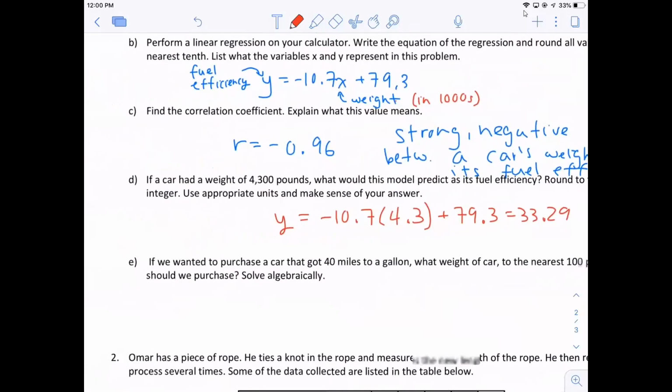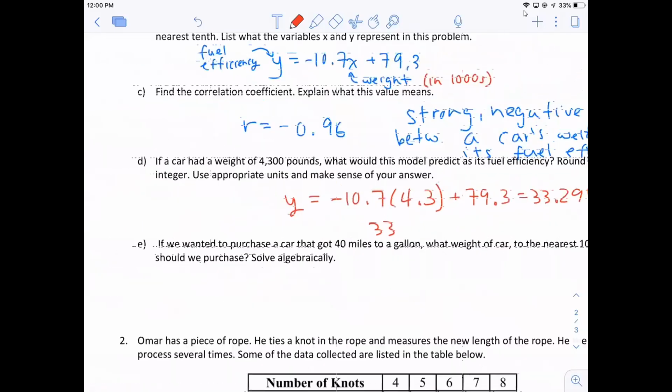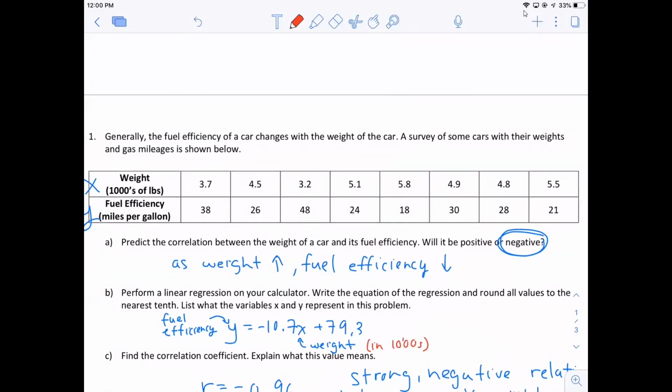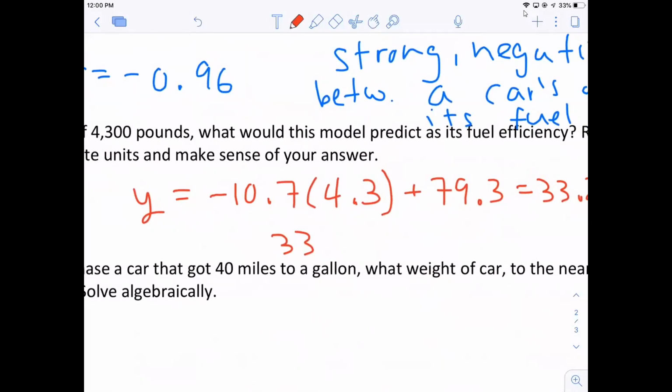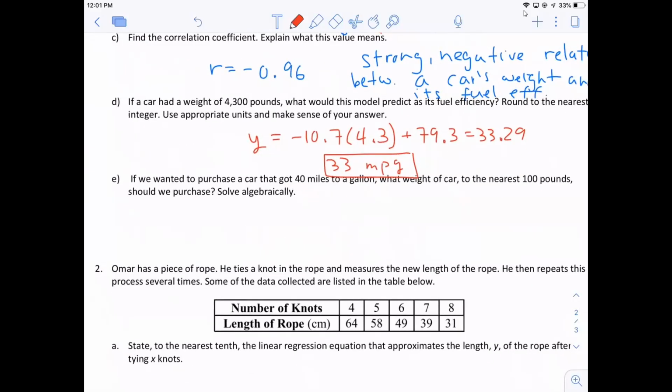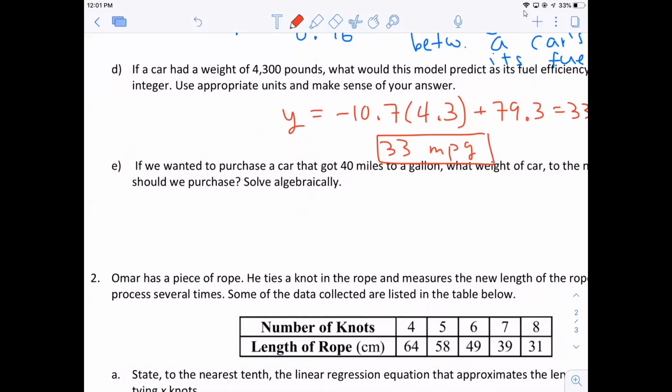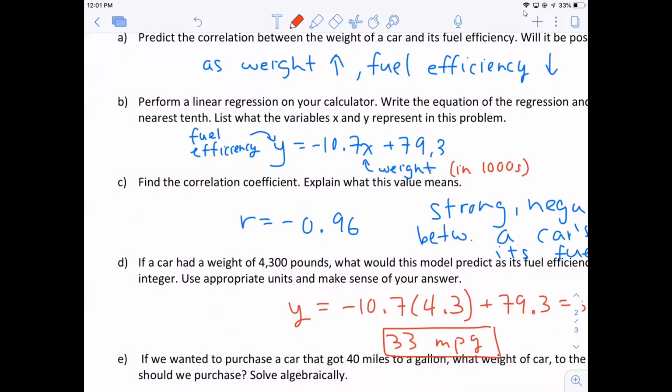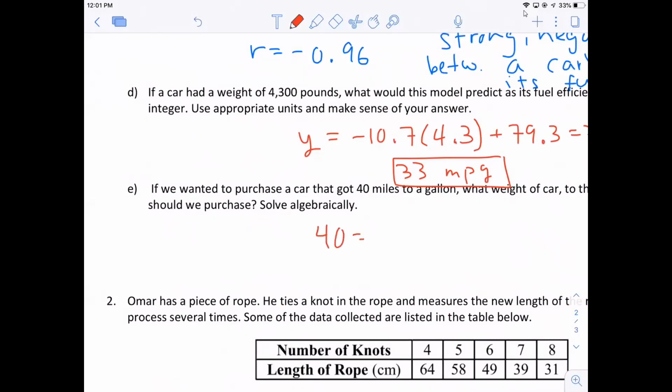So round to the nearest integer, use units, and make sense of your answer. So 33 units, or miles per gallon. So it's saying if a car is 4,300 pounds, we can expect it to get 33 miles per gallon. If we wanted to purchase a car that got 40 miles to a gallon, to the nearest 100 pounds, what would the weight of the car be? So now we're going to plug in for Y, because Y was the fuel efficiency, that was the miles per gallon. So we're going to say 40 equals negative 10.7 X plus 79.3.